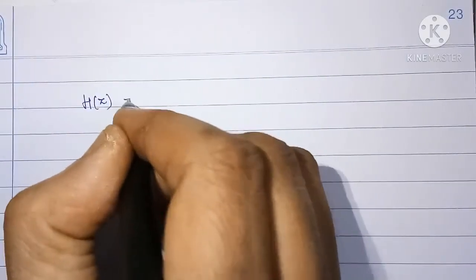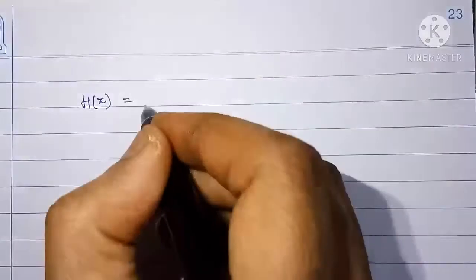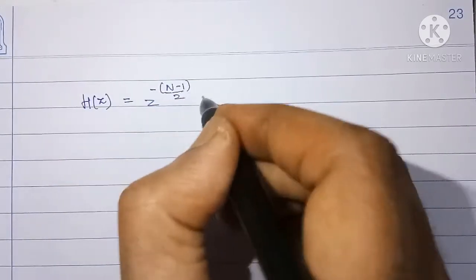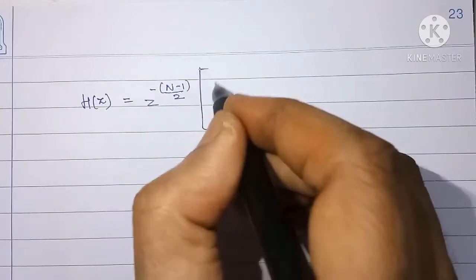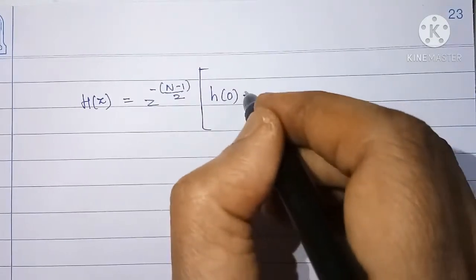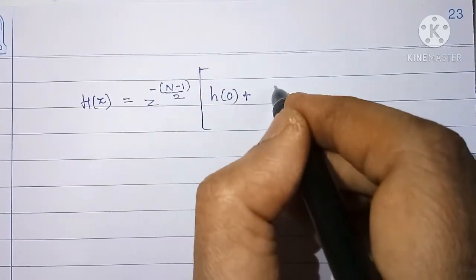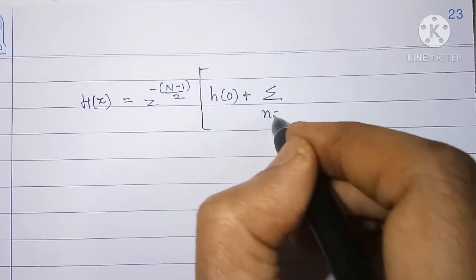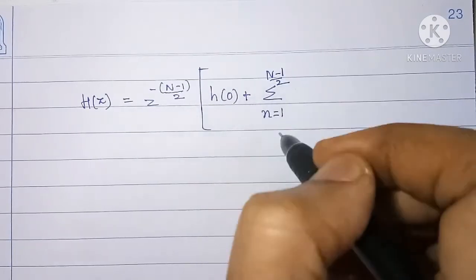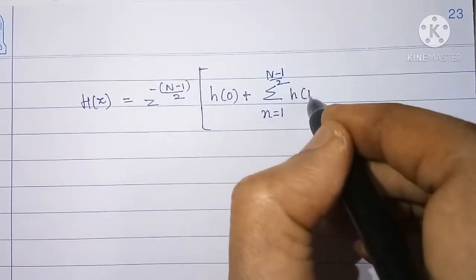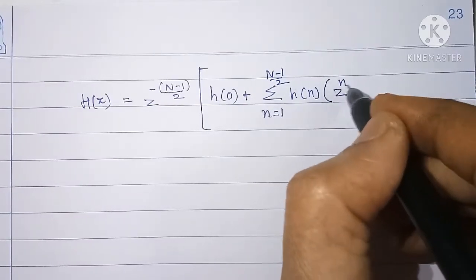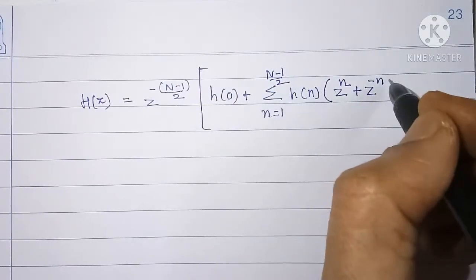Simplifying, we get H of z equal to z raised to minus of N minus 1 by 2 into h of 0 plus summation from n equal to 1 to plus N minus 1 by 2 h of n into z raised to n plus z raised to minus n.